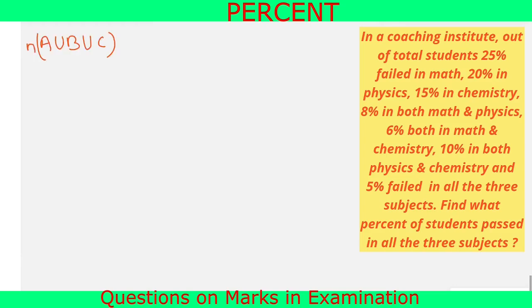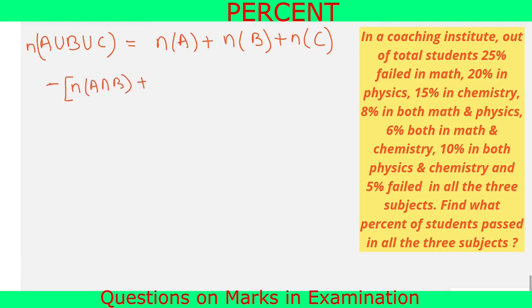So number of elements in A union B union C equals number of elements in set A plus number of elements in set B plus number of elements in set C, minus number of elements in A intersection B, minus A intersection C, minus B intersection C, plus number of elements in A intersection B intersection C. We just put the value and we will get the answer.